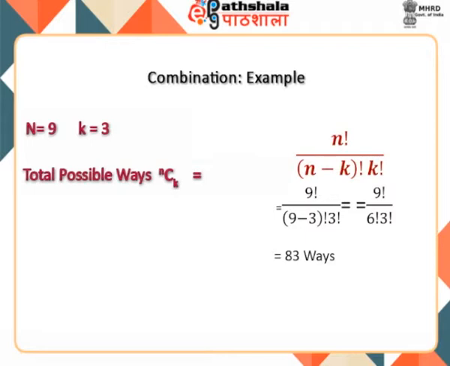So permutations 1, 2, 3; 1, 3, 2; 2, 1, 3; 2, 3, 1; 3, 2, 1; and 3, 1, 2 all correspond to a single combination 1, 2, 3.